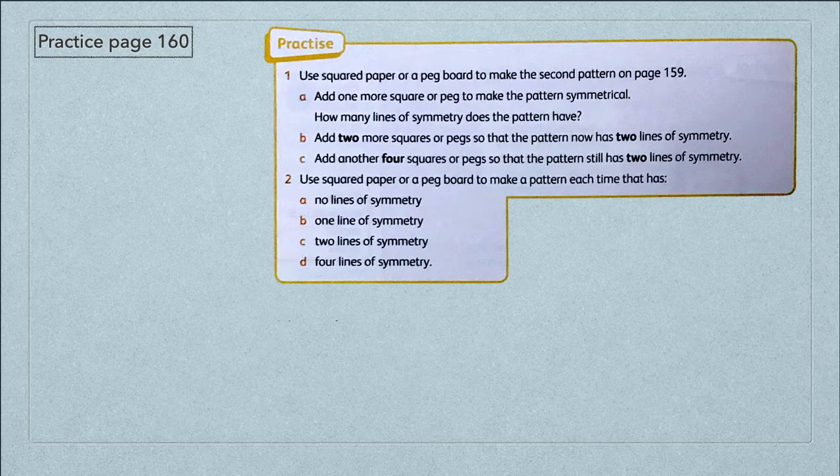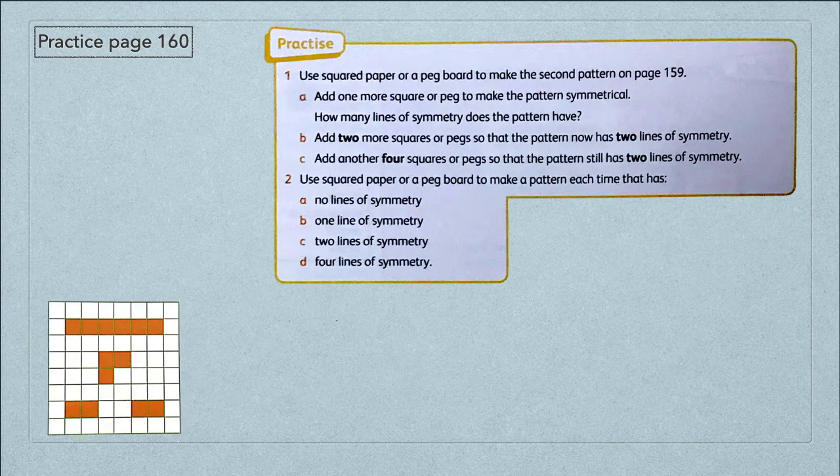Practice part on page 160, question number 1. Use a squared paper or a pegboard to make the second pattern on page 159. As you remember, we had a pattern on page 159 which was not symmetric. Now choice A says, add one more square or peg to make the pattern symmetrical. How many lines of symmetry does the pattern have? Now I give you 1 minute to think about it.